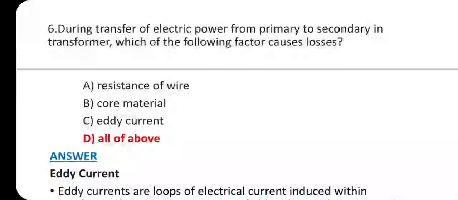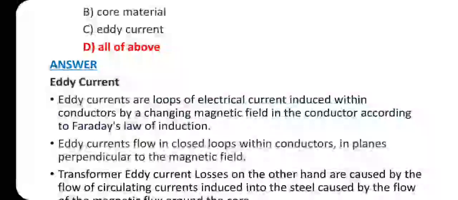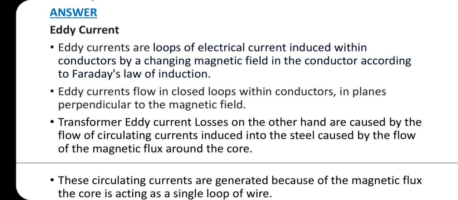Question number 6. During transfer of electric power from primary to secondary in a transformer, which of the following factors causes losses? Answer is option D, all of the above, that is resistance of wire, core material and eddy current. What is eddy current? Eddy currents are loops of electric current induced within conductors by a changing magnetic field in the conductor, according to Faraday's law of induction. Eddy currents flow in closed loops within conductors, in planes perpendicular to the magnetic field.